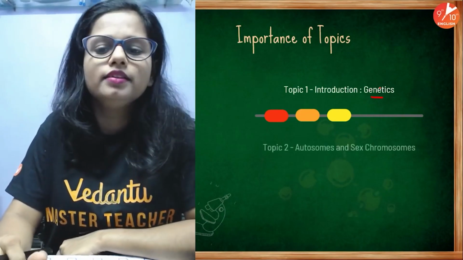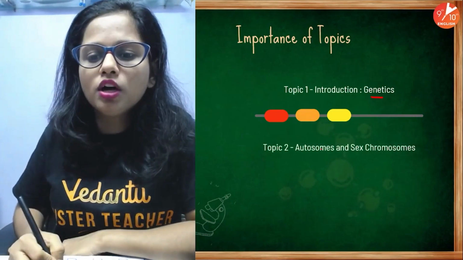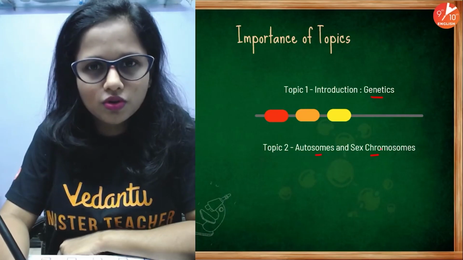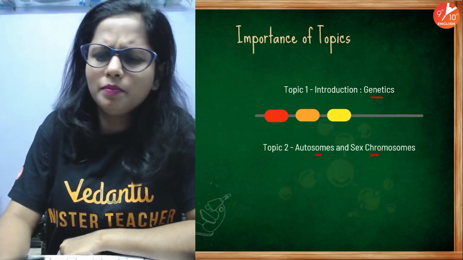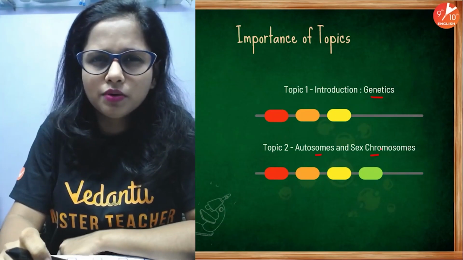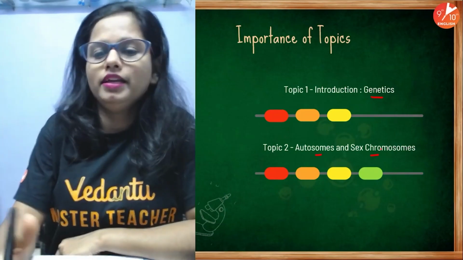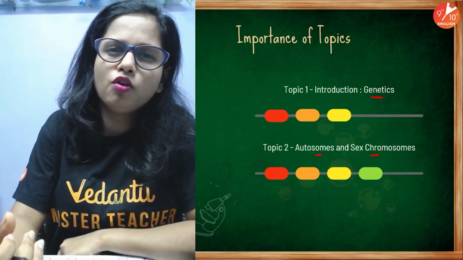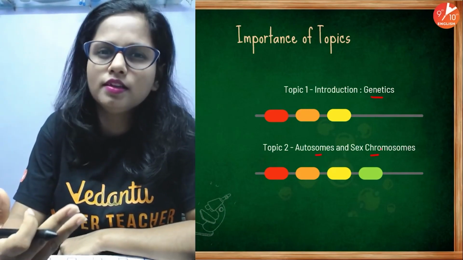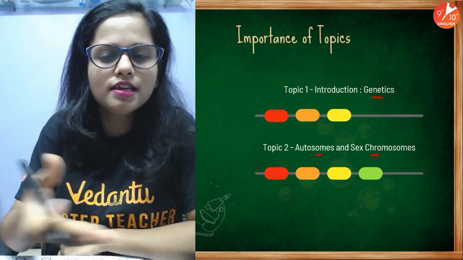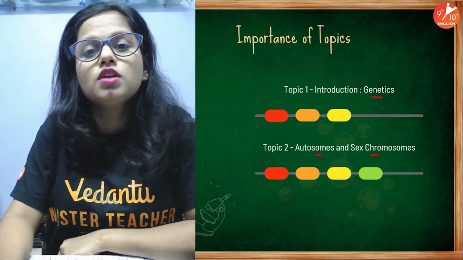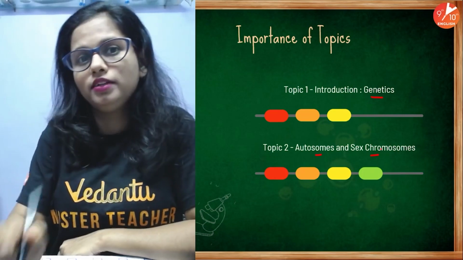Then when we talk about autosomes and sex chromosomes, again some random simple questions are asked from this segment, like what are autosomes, how many pairs of autosomes are present, and which are the sex chromosomes present in human beings, males and females. This kind of questions are expected from this segment. On a scale of 5, I will rate it 4.